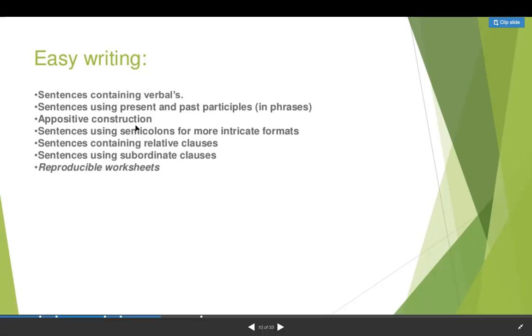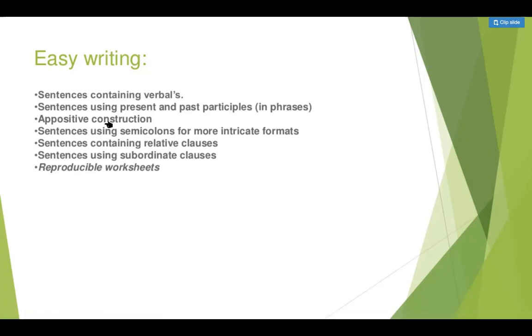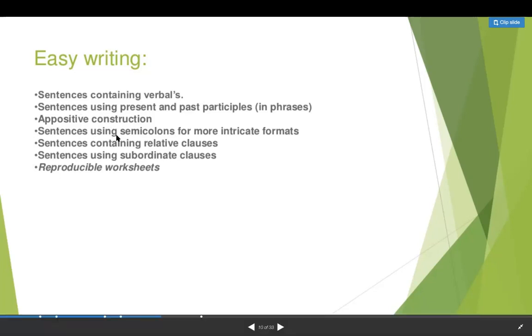A positive construction. This is all about grammar mistakes that we can practice writing together. So I'm going to show you first, and then when it comes to practice, you can write, and then I will comment to you later, okay? And sentences using semicolon for more intricate format. Just focus on semicolon or punctuation here, okay?